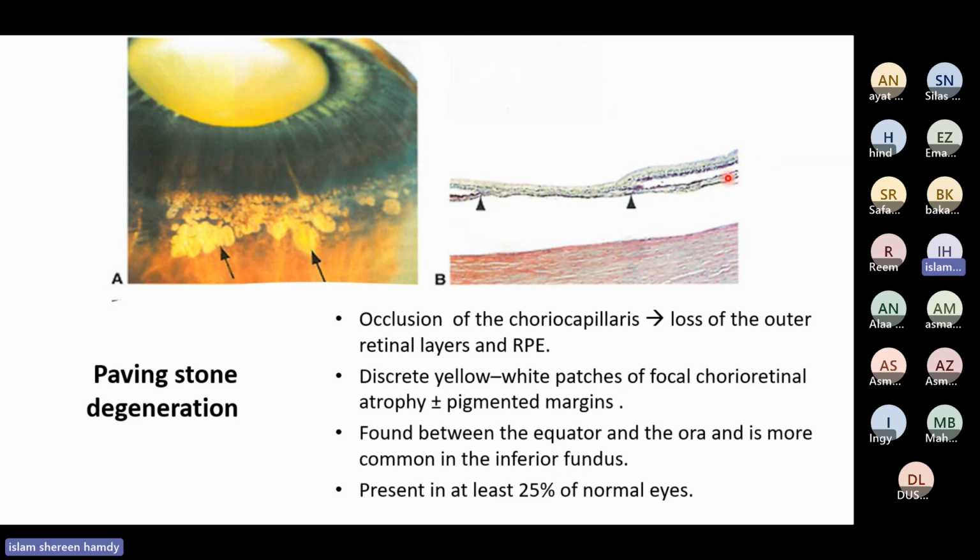So this area corresponds to this pigmentary part here. And the part in between the two arrowheads is the part corresponding to the area of the paving stone degeneration. There is ischemia and occlusion of the choriocapillaris with subsequent loss of the outer layers of the retina and the retinal pigment epithelium, giving this appearance. This cannot predispose to retinal detachment, so it cannot progress to retinal detachment.